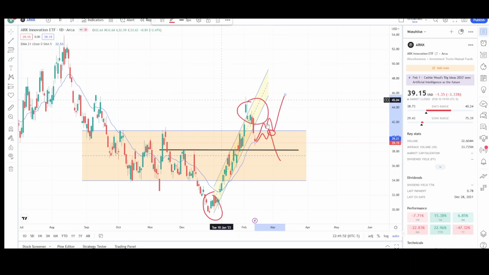So we'll have to wait and see what it does, but it is definitely a higher probability for prices to pull back now. We could go down a little bit lower, but it's definitely a pullback. A pullback is coming shortly, probably next week.